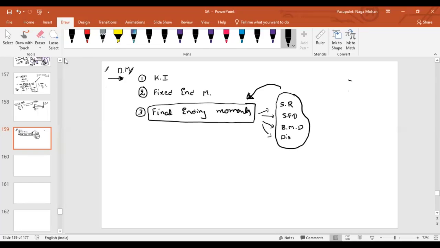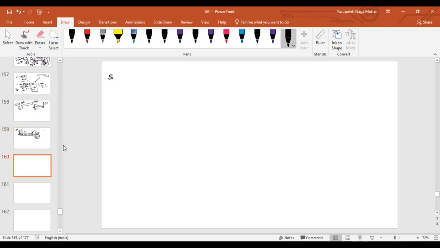If you ask me about the stiffness method, there we will directly find the required reactions, which we will see in the coming classes. As of now, the final end moments are very important, because whatever answer you are going to find depends only on the final end moments. Now let us come back to the classical slope deflection method.